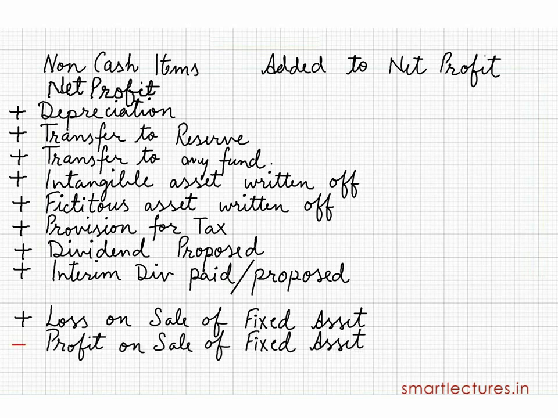and minus profit on sale of fixed asset. That will be equal to cash from operation. So these are the items you may find on the debit and credit side of the income statement, which are purely non-cash transactions.